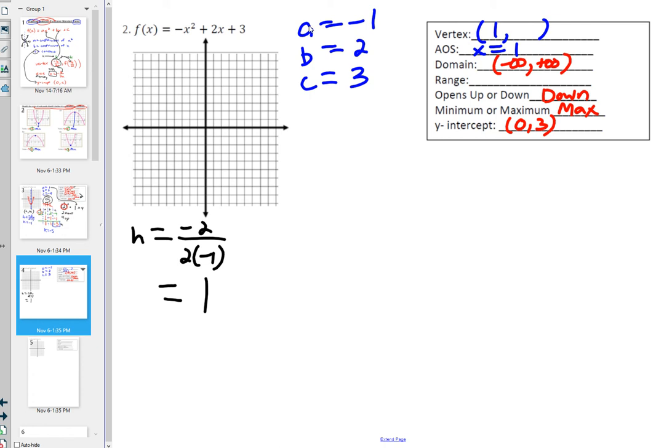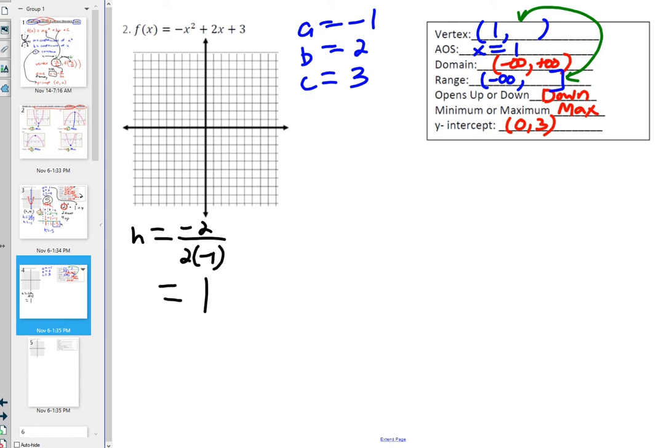If this parabola is opening down, is it going to go forever up or forever down? Forever down. So the infinity I want here is negative infinity. That would be on the left side. I just don't know how high it's going to go. However high it's going to go, I need to put a bracket because it will touch that point. I just don't know what that is yet. So whatever I end up putting here for k, I'm going to put the same thing there for the range.